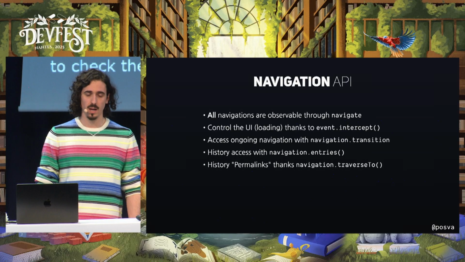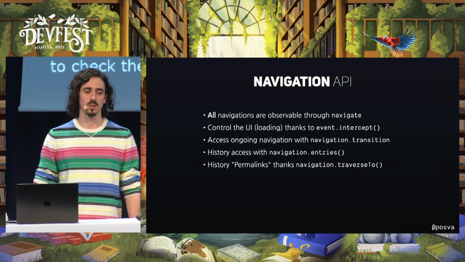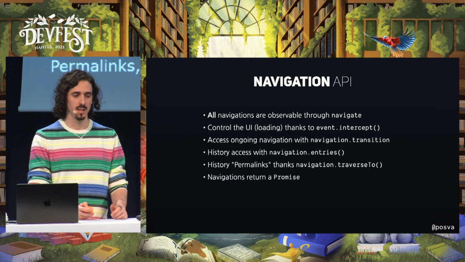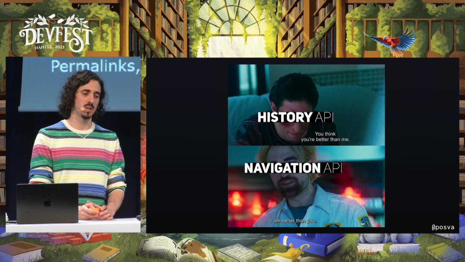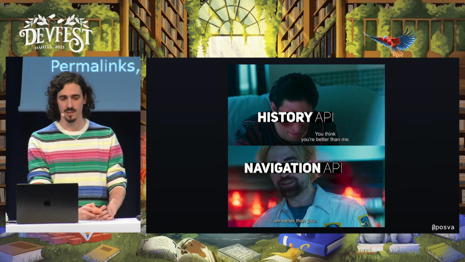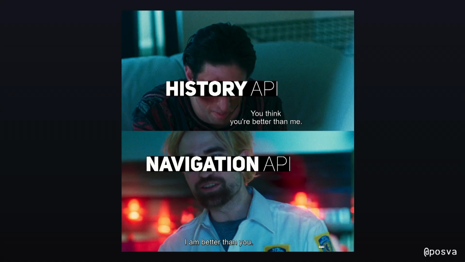And you have these kind of permalinks, which is a whole new feature. You could mostly implement it before, but not 100%. And now we have an app promise, which is something new. In other words, the navigation API is pretty much the new and better version of the history API. I think there is no debate around it.